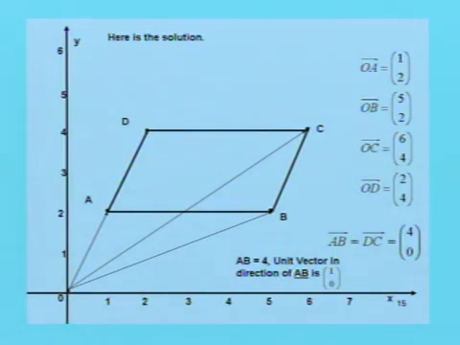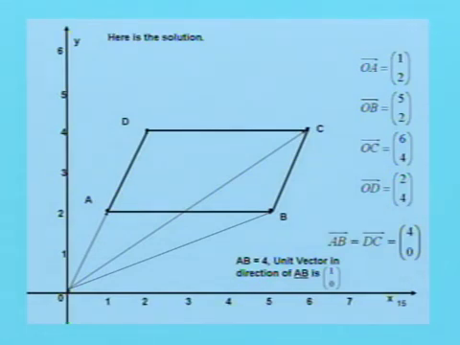Vector AB is equal to vector DC because they are sides of a parallelogram, which is equal to (4, 0). If you move from A to B, you go 4 units to the right, and neither up nor down, which is 0. So that is how it is written, (4, 0).